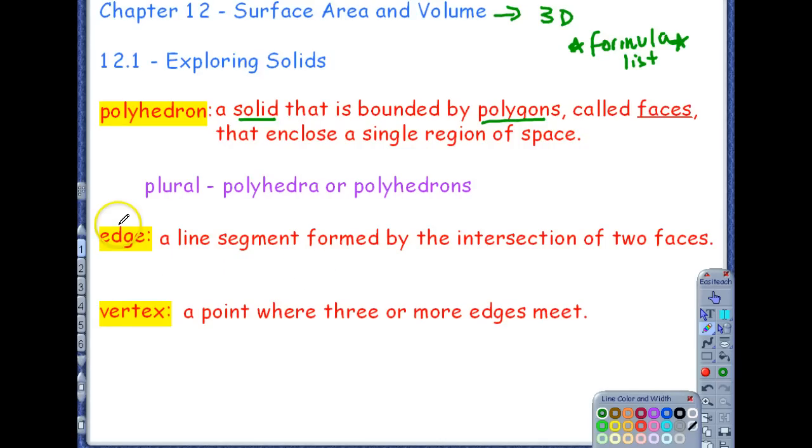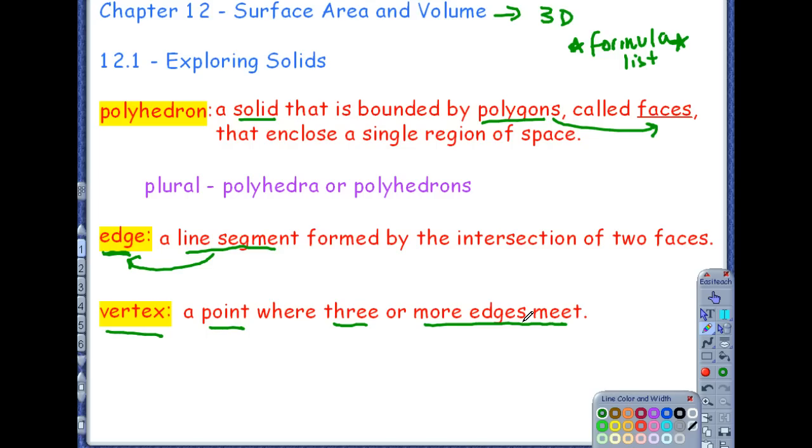Now, in a polyhedron, we have faces, which are the polygons. We also have edges. An edge is a line segment that is formed by intersecting two faces. So imagine you have two polygons that intersect. They form a line segment. That's considered your edge, all right? So notice how we started. Polygons are the faces. The line segments are your edges. In a polyhedron, we also have vertices, or vertex, and those are points. We've talked about vertices before. These are where three or more edges meet.